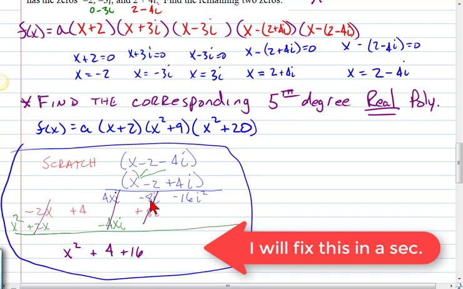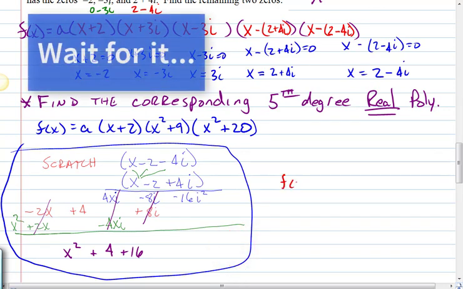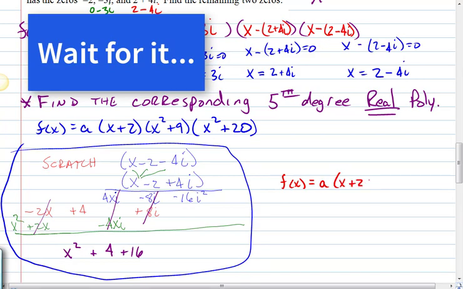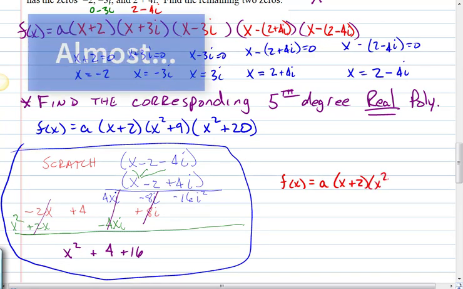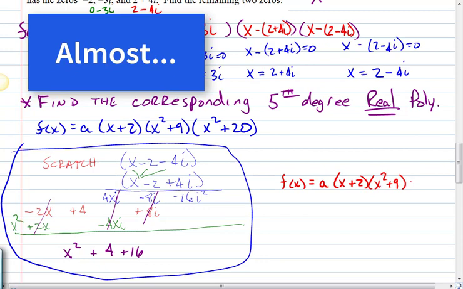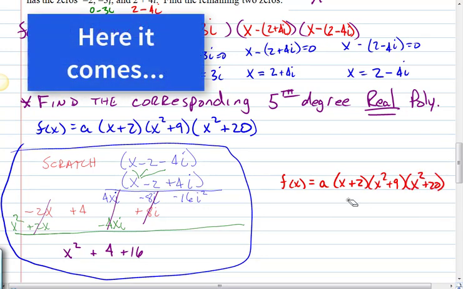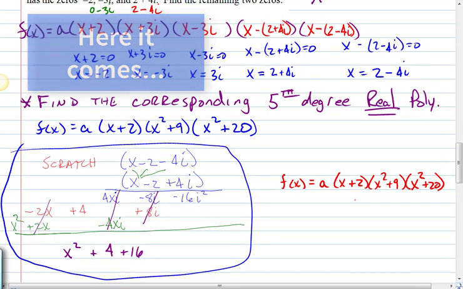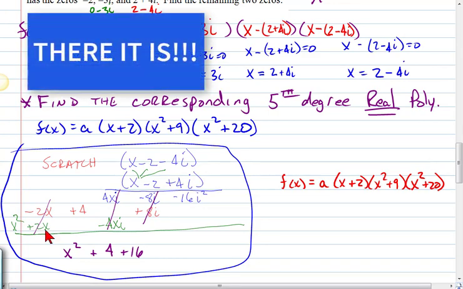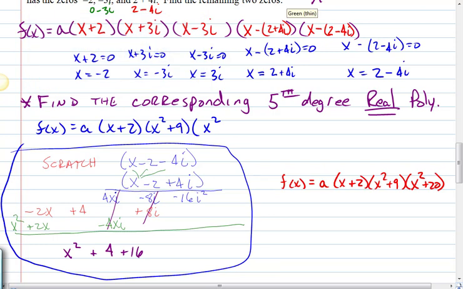So all of this is scratch work, which means that our real fifth degree polynomial is going to be f of x equals a times x plus 2 times x squared plus 9 times x squared plus 20. This is our real 5th degree polynomial. Yes, sir, I should have. Yeah, this should have been a negative.